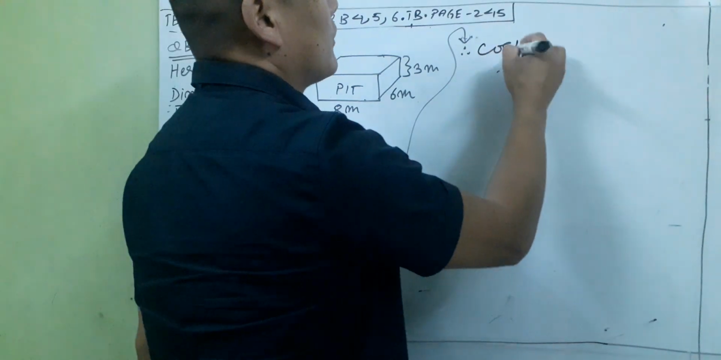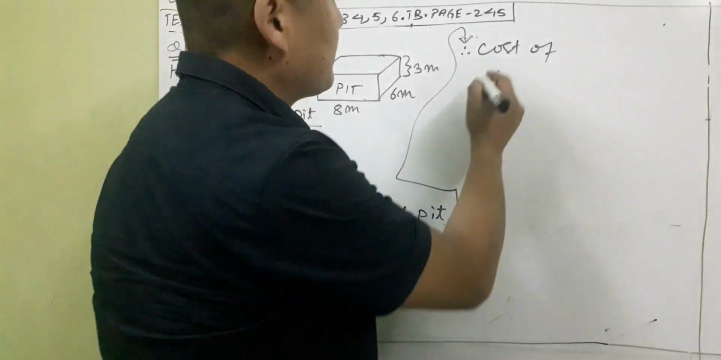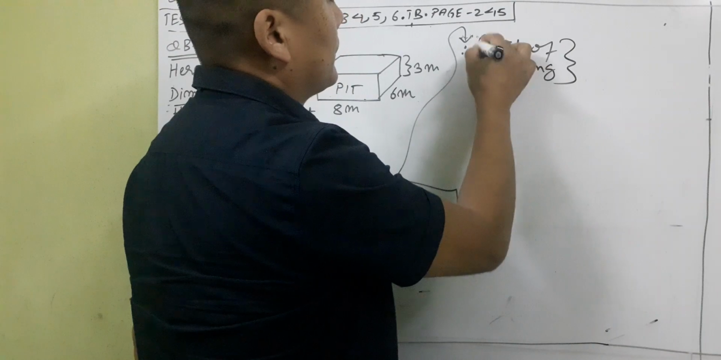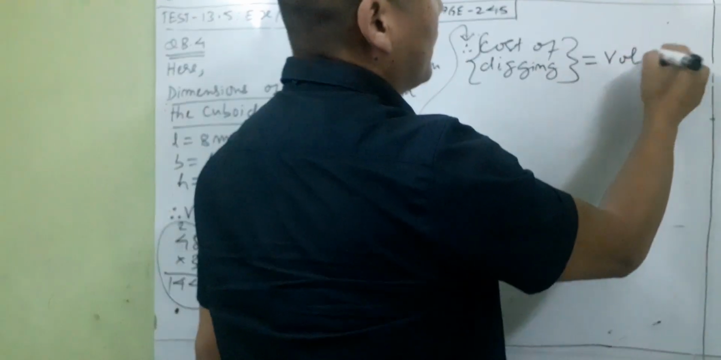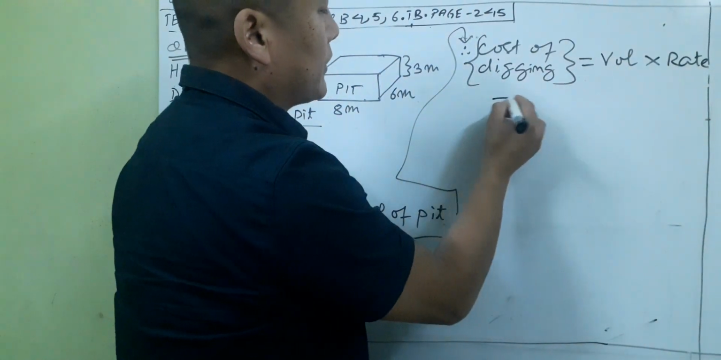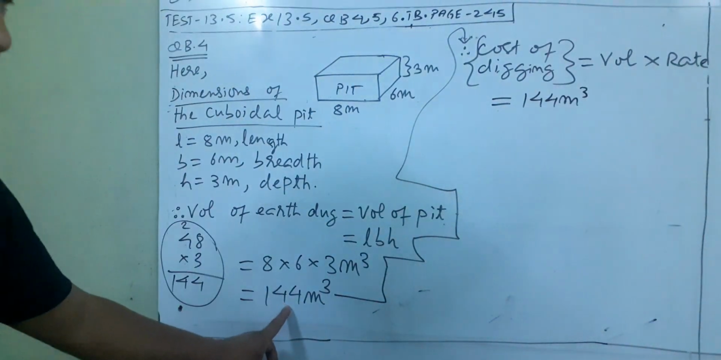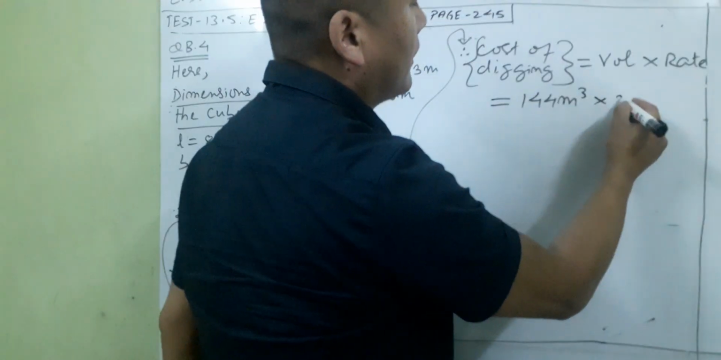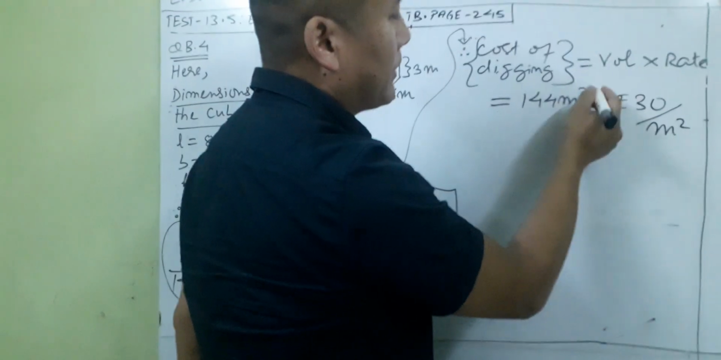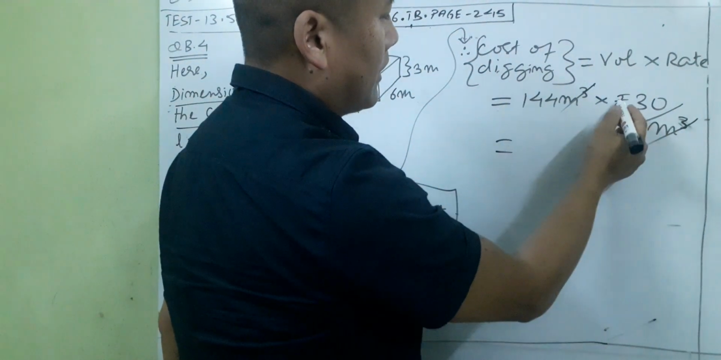Therefore, the cost of digging this pit, we know we have to apply this formula: volume of the pit dug multiplied by the rate charged for digging. So the volume of the pit dug is 144 meter cube, as we got just now, and the rate, if you look into your question, is clearly written as rupees 30 per meter cube. Per means divided by meter cube, so meter cube cancels, so rupees is left.